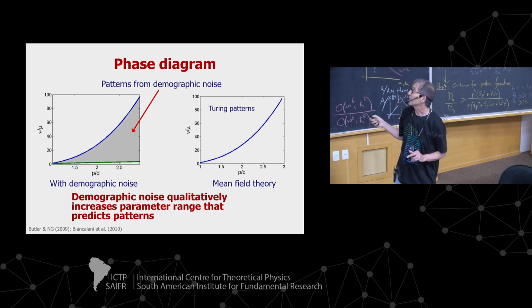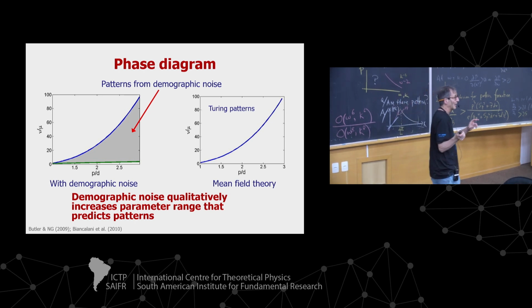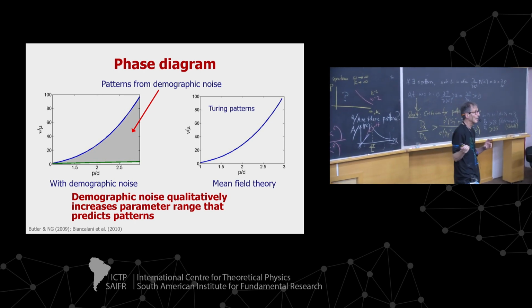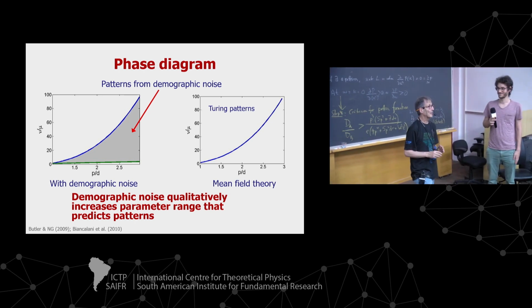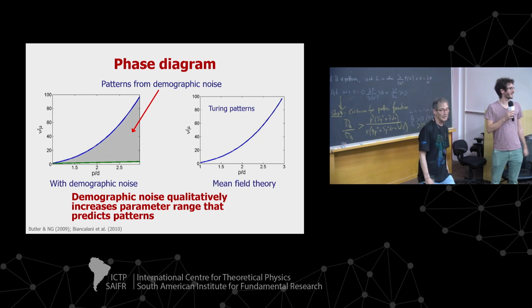So this is the stochastic region. But remember that the patterns in here and the patterns in here are not the same. The patterns in here are perfectly regular, and the patterns in here are stochastic. So they look different, and they have different correlation functions. But basically, you're right, it's a huge effect here.